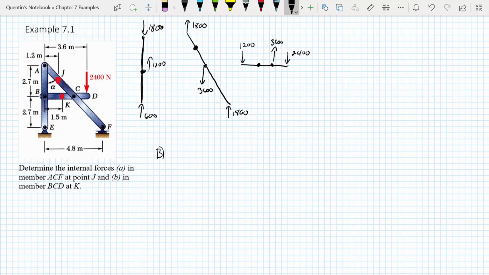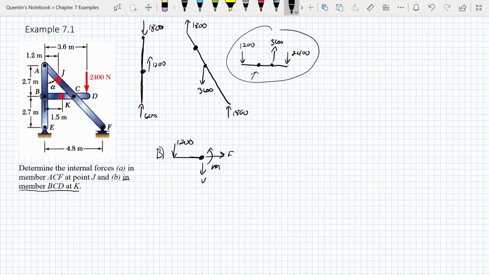We're supposed to do member BCD at K. So let's look at this member at this point right there. What's going on there? Well, we simply cut it. I'm going to take this side, and I have 1200 newtons coming down here. Then at point K, I'm going to cut it. After I cut it, I have the axial force, the shear force, and the moment, and those are my unknowns.